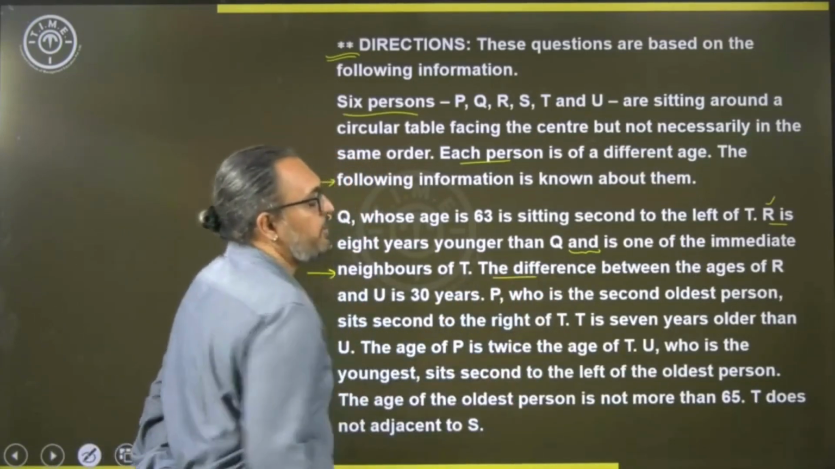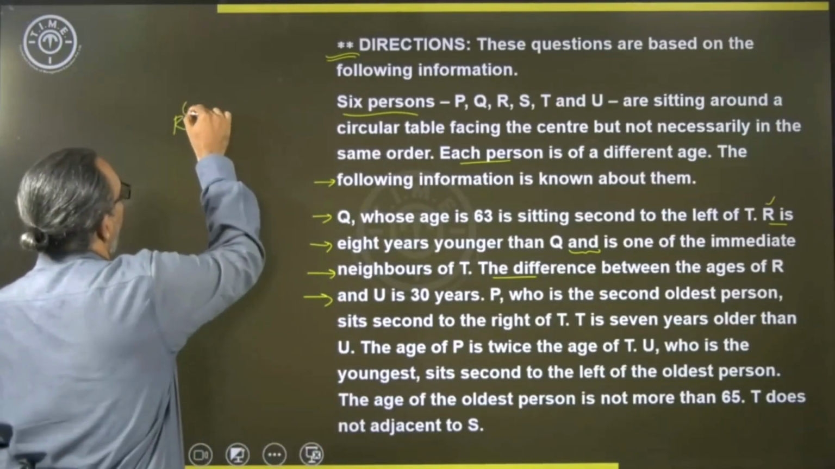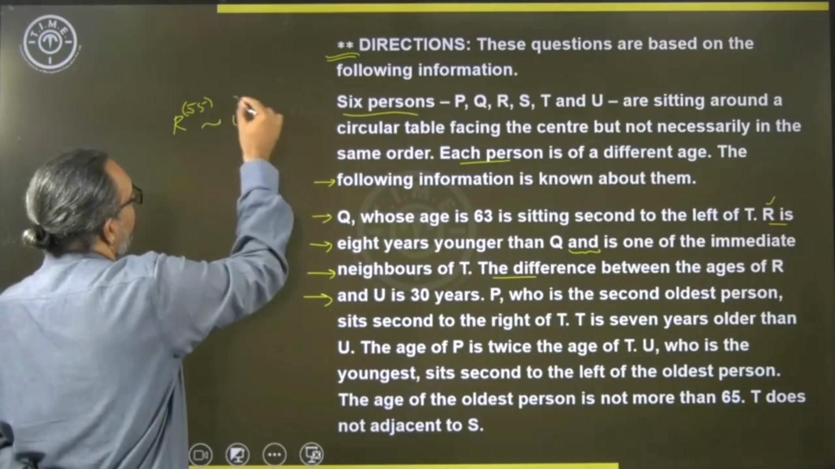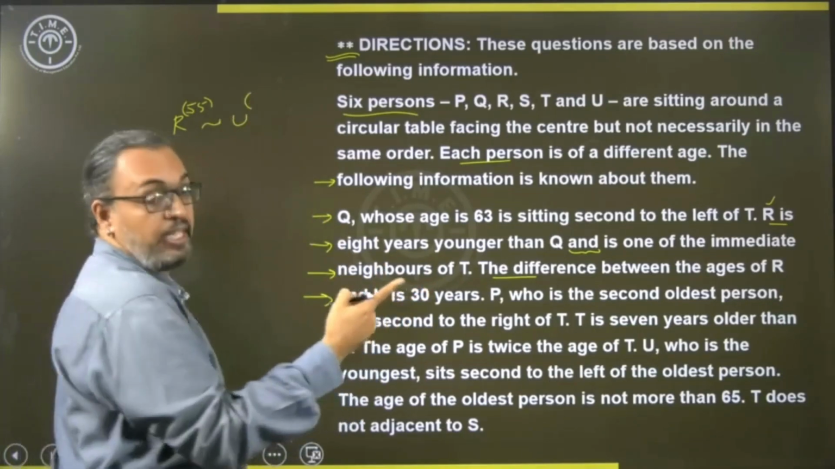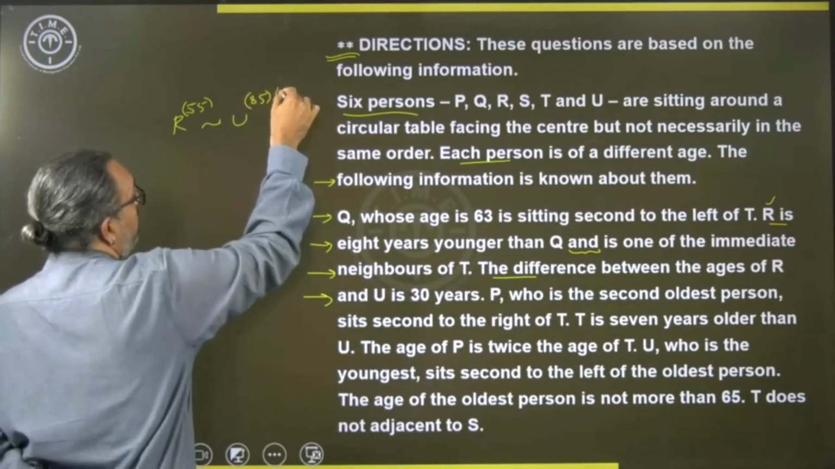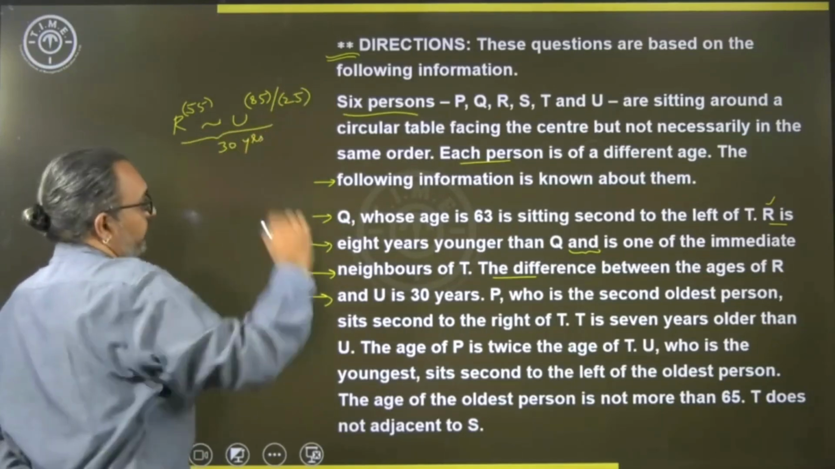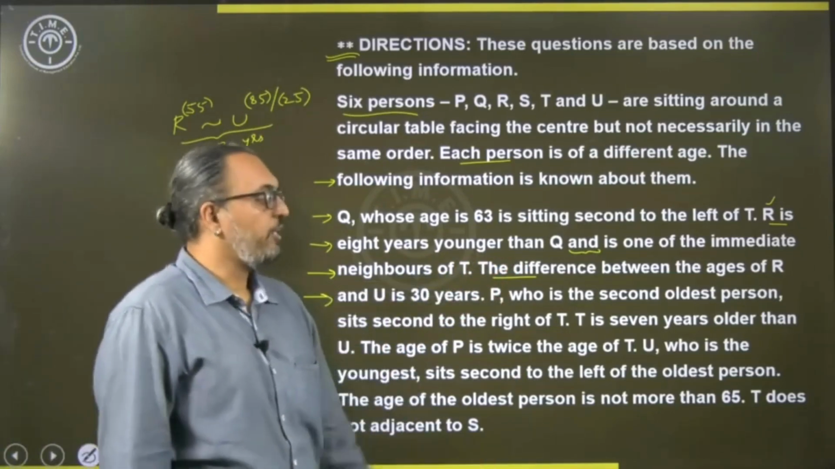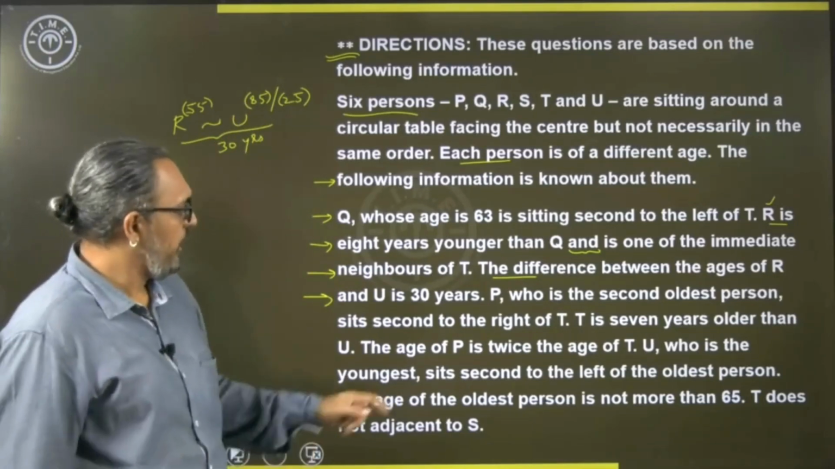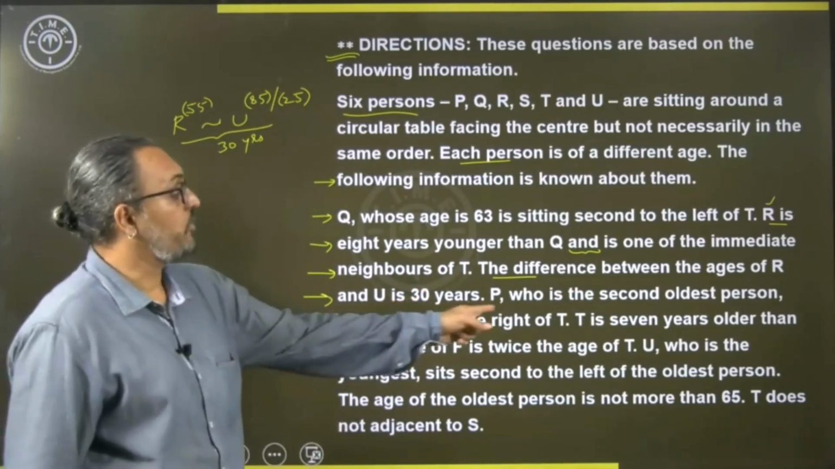Now, the difference between the ages of R and U is 30 years. Okay. So, we know R is 55, then U has to be either 85 or 25, because then the difference is going to be 30. So, it could be 85 or 25, correct? We will check that.